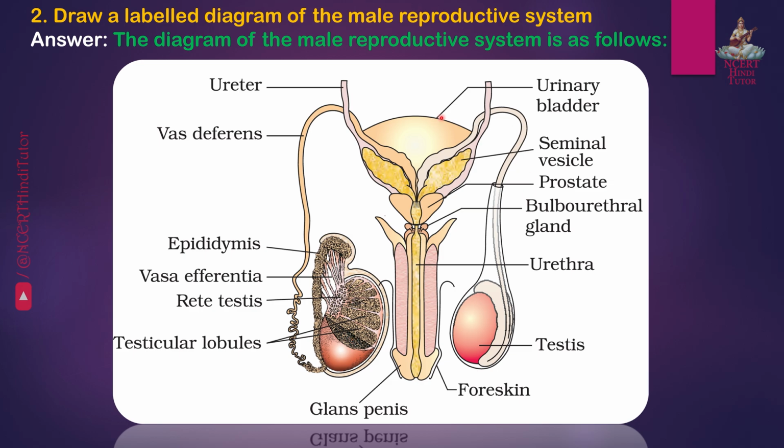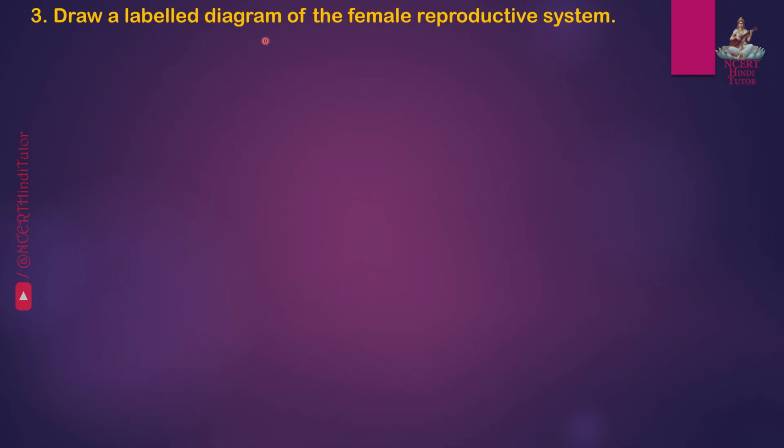This is urinary bladder. This is seminal vesicle. This is prostate. This is bulbourethral gland. This is urethra. This is testis. This is foreskin. And this is glans penis. Question 3. Draw a labeled diagram of the female reproductive system.